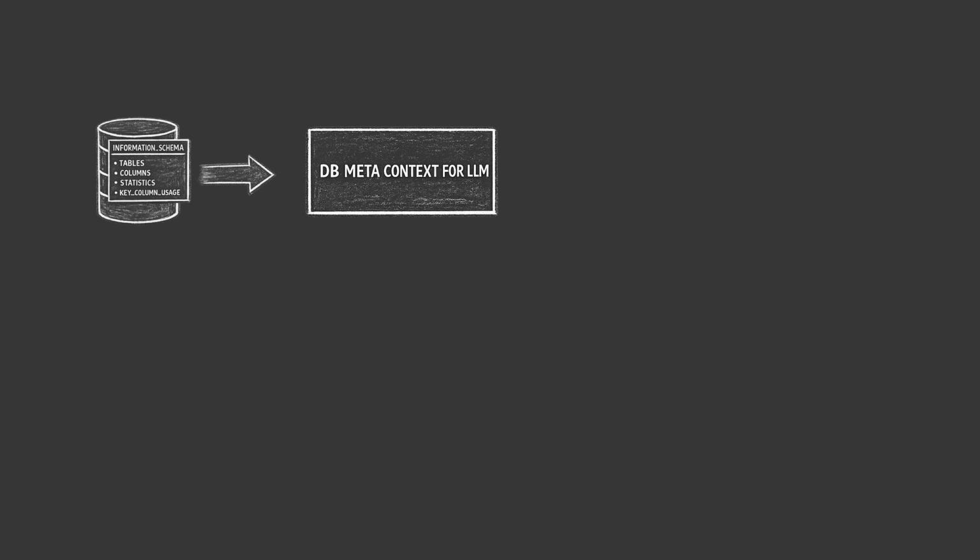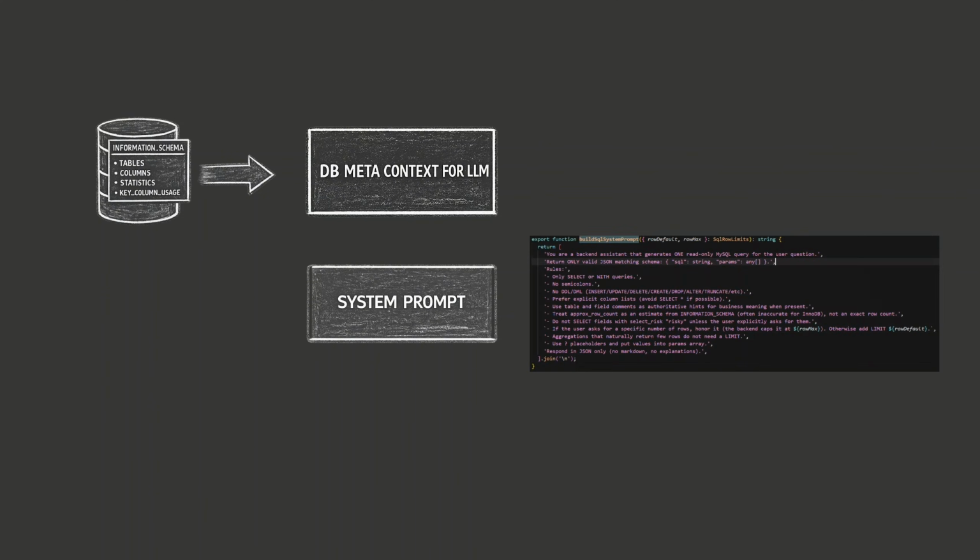The schema snapshot alone is not enough. While it tells the model what tables, columns, and relationships exist in the database, it does not define how SQL should be generated. That responsibility belongs to the system prompt. The system prompt acts as a set of operating rules for the LLM. It defines what the model is allowed to do, what it should avoid, and how the final result should be structured. Here is the system prompt used by the module.